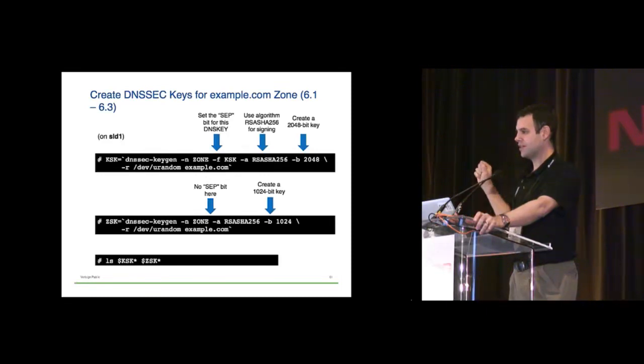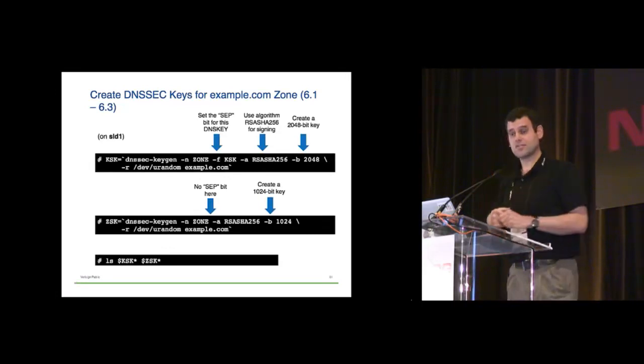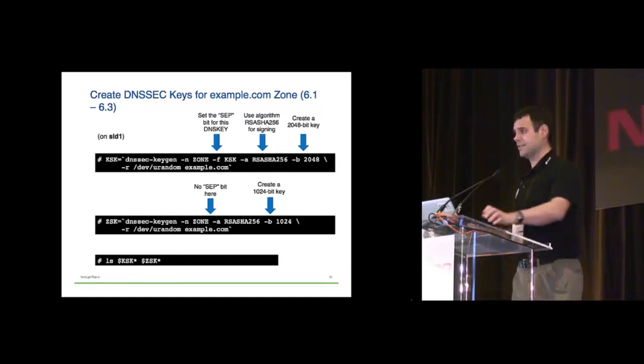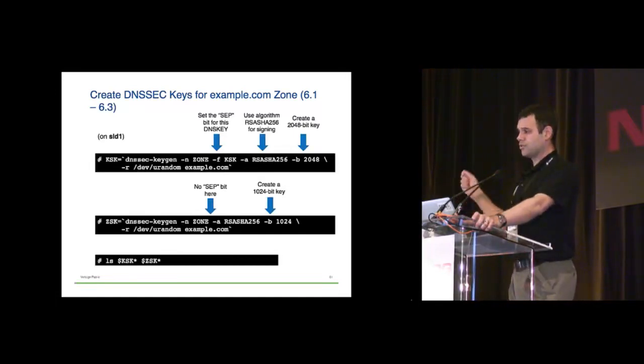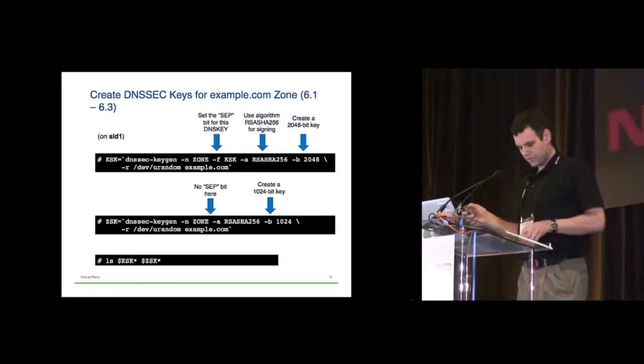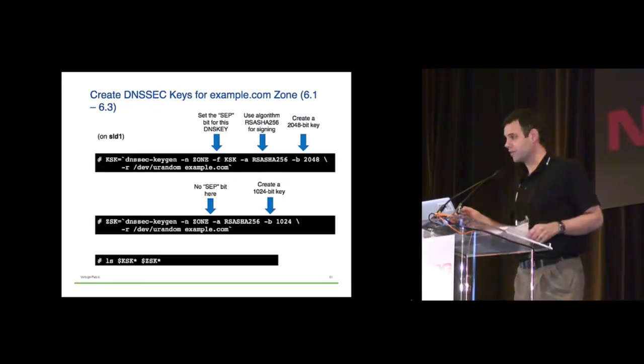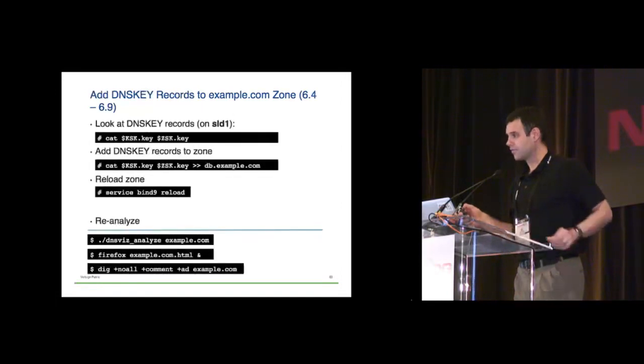So what we're doing is we're creating a key signing key. Remember, we talked about those that sign just the key set. And we're creating a zone signing key, and then we're also taking the output and storing them into a variable called KSK and a variable called ZSK, so we can use them later without having to remember all the names associated with the files that came out of this. You can do all of it through 6.9, I believe.